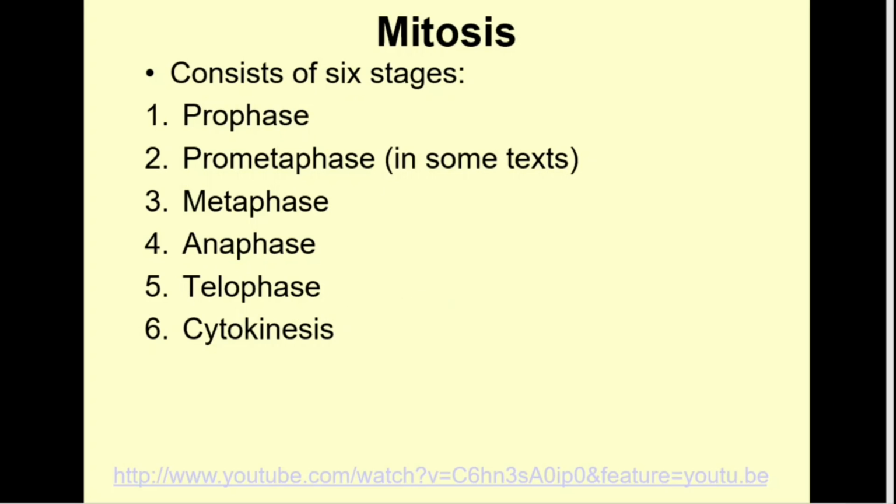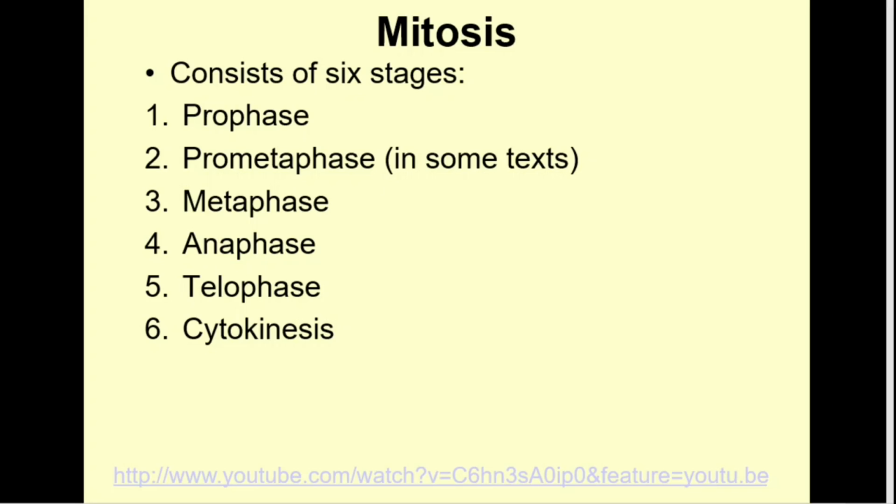Then we have a final stage, which is cytokinesis. In some texts that's classed as a stage of mitosis. In other places it's a standalone stage, but I tend to keep them all together. It keeps it nice and simple. So those are our stages of mitosis, during which our cell is going to divide into 2.